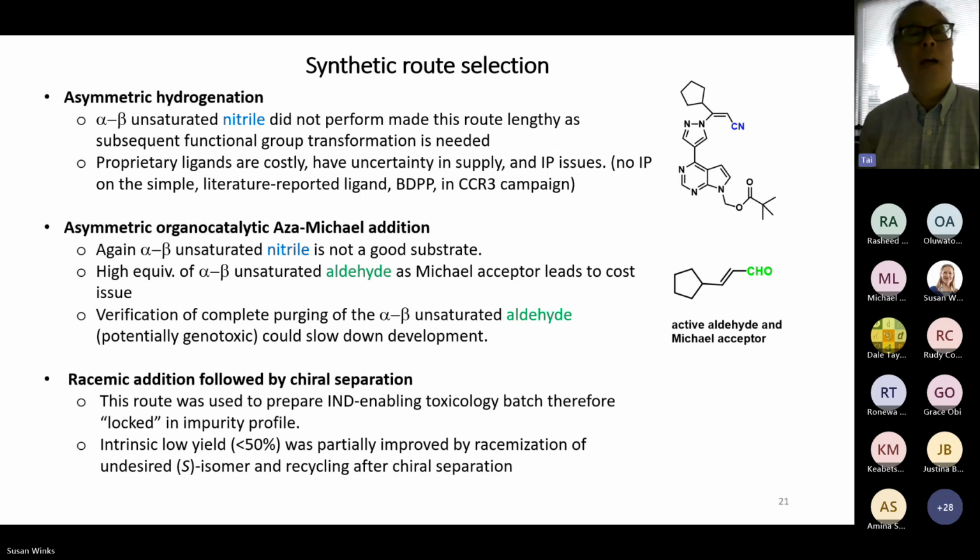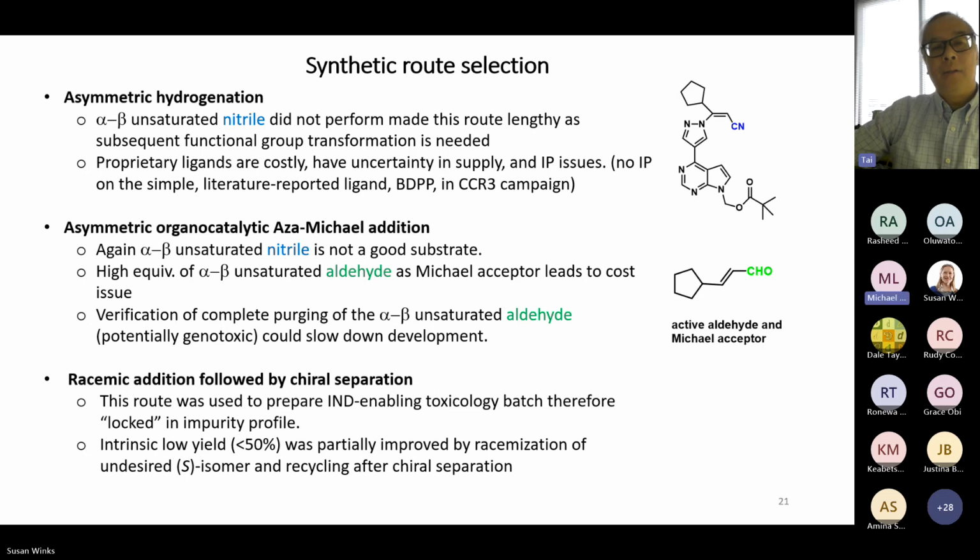For the hydrogenation, unfortunately, the alpha-beta unsaturated nitrile did not perform, so some functional group transformation is needed later on. That makes it a little bit unattractive. The second point is actually a little bit more important: the ligands that are good are very costly, and they are also proprietary and have intellectual property issues that we have to deal with. That caused us to move away from the asymmetric hydrogenation at the time.